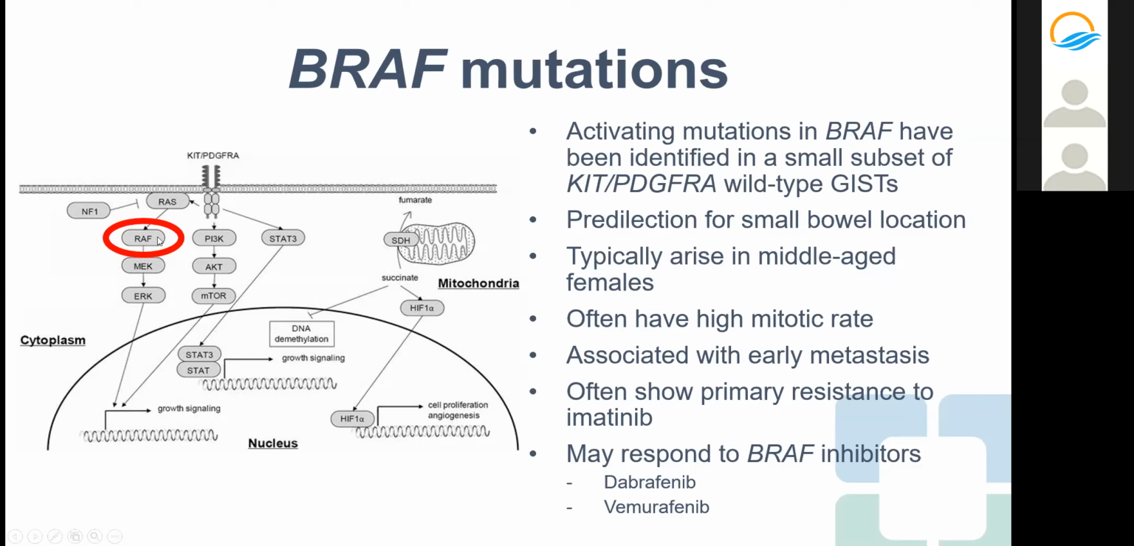Fortunately, there are specific BRAF inhibitor drugs that are mainly used in malignant melanoma currently clinically, but there are a few case reports that have shown efficacy in BRAF mutated GISTs, and that is certainly something that will continue to be investigated for utility and eventually FDA approval.